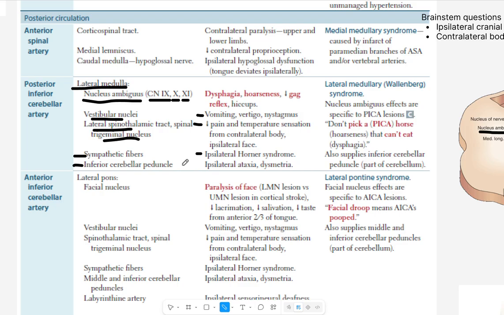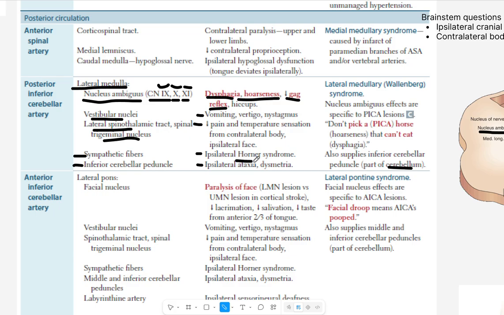Because of the inferior cerebellar peduncle, you get ipsilateral ataxia and dysmetria because that part of the cerebellum is now lost from reality, right? Nucleus ambiguus effects are specific to PICA lesions, right? And with the nucleus ambiguus, since you're losing cranial nerve 9, you're losing 10, and you're losing 11, what do you get? You can't swallow, you speak in a very hoarse voice, and the gag reflex is lost, right? Because remember, the gag reflex was supplied by cranial nerve 10, right?